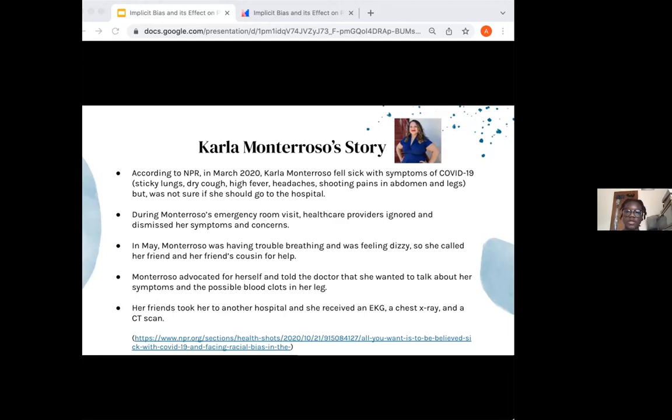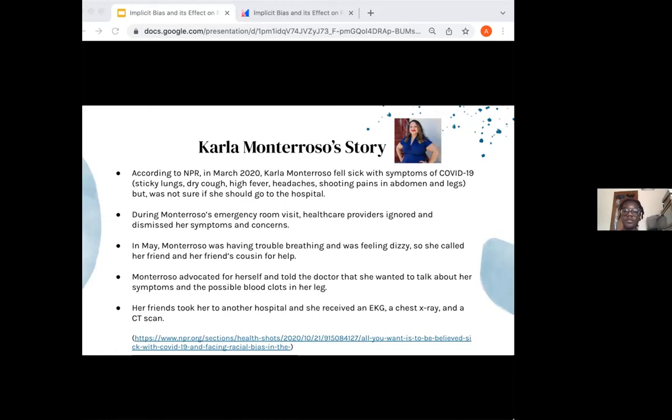During her time in the emergency room, healthcare providers dismissed and ignored her concerns and symptoms. For example, her low blood pressure was called a false reading, and the shooting pains in her leg were called a cyst. In May, Monteroso was having trouble breathing and feeling dizzy, so she called her friends and her friend's cousin, who was a cardiac nurse, for help. They began asking questions to the doctor, but the doctor walked out of the room and refused to care for her while her friends were on the phone.